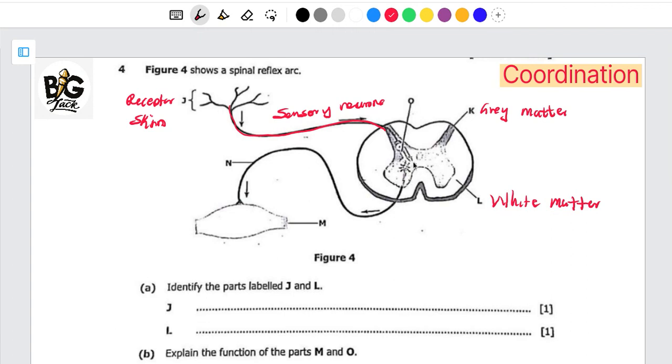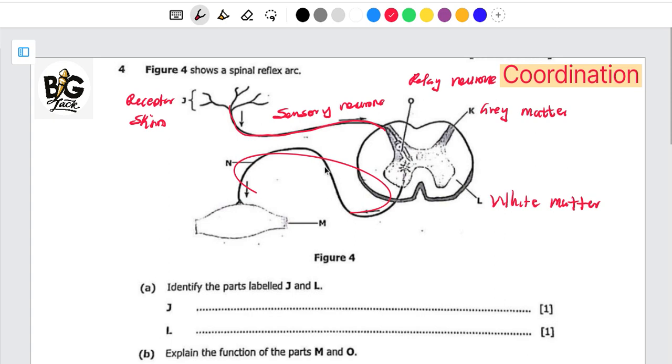Then in the spinal cord, there is also a nerve found in the spinal cord. O here is representing a nerve which is called the relay neuron. This relay neuron is the one which interprets the information from the sensory neuron and takes it to the motor neuron. So this nerve here, which is represented by L, is called the motor neuron. That is one thing that you need to know here.